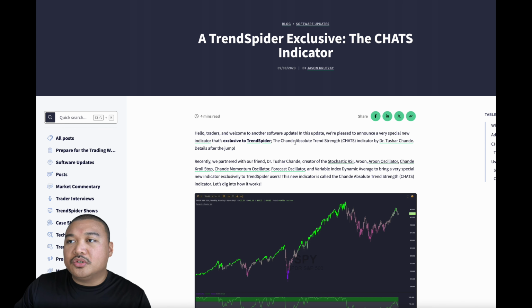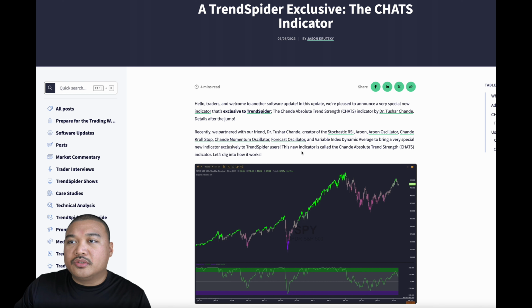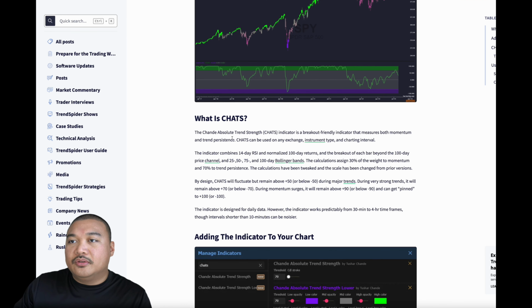Dr. Tushar Chande created the stochastic RSI, the Aroon oscillator, Chande Kroll stop, Chande momentum oscillator, lots of different indicators. This is a new indicator that they use. Absolute strength is a breakout-friendly indicator that measures both momentum and trend persistence. It can be used for any exchange, any instrument, any charting interval.